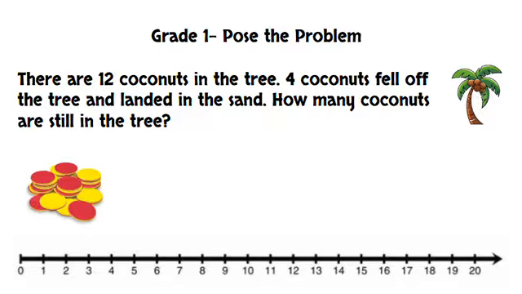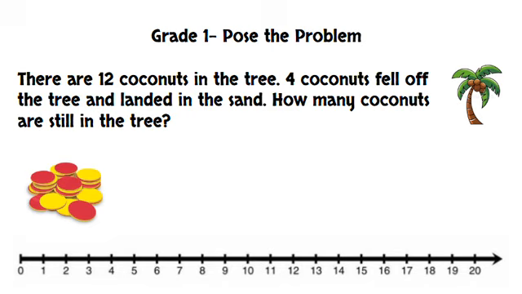So now we're going to move into grade 1. Using those kindergarten skills, you're really going to see how that transfers into first grade. So here is our pose the problem for a first grade student. There are 12 coconuts in the tree. 4 coconuts fell off the tree and landed in the sand. How many coconuts are still in the tree?